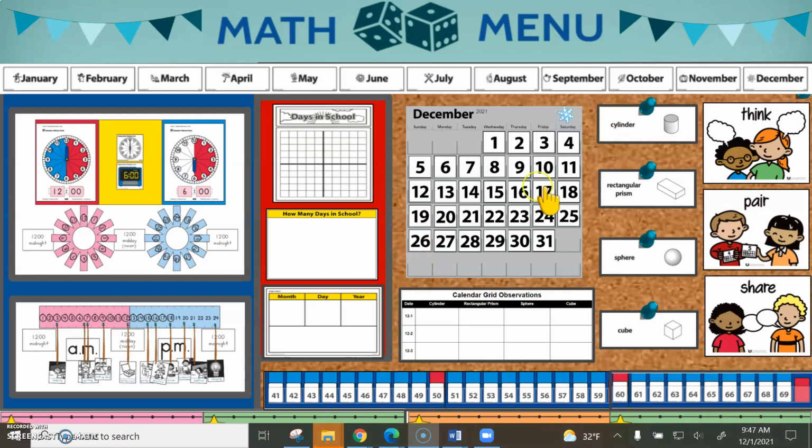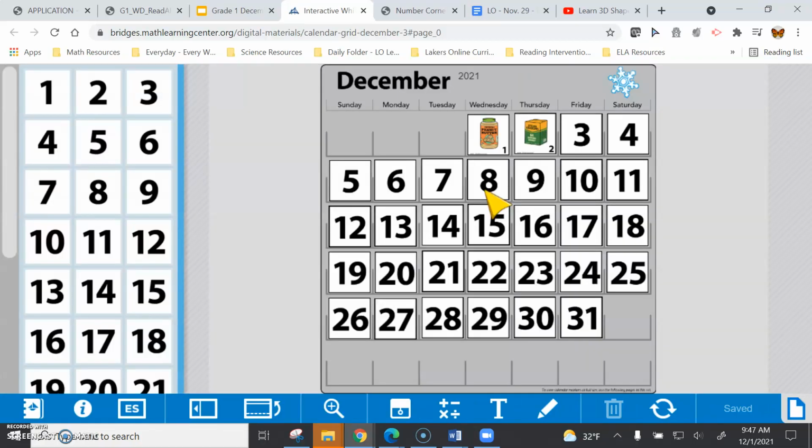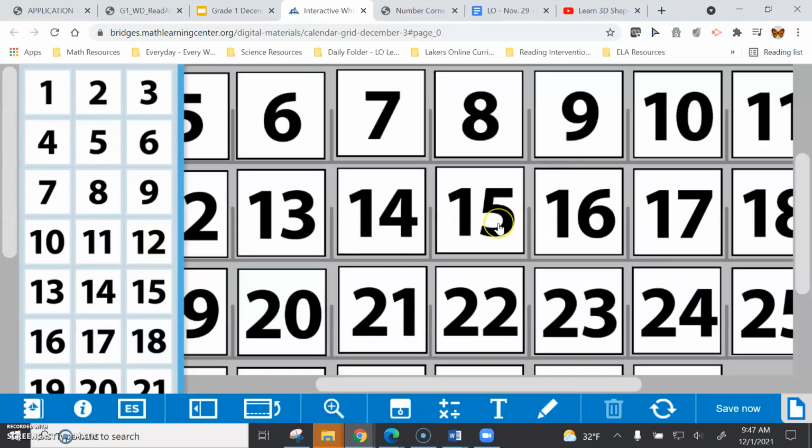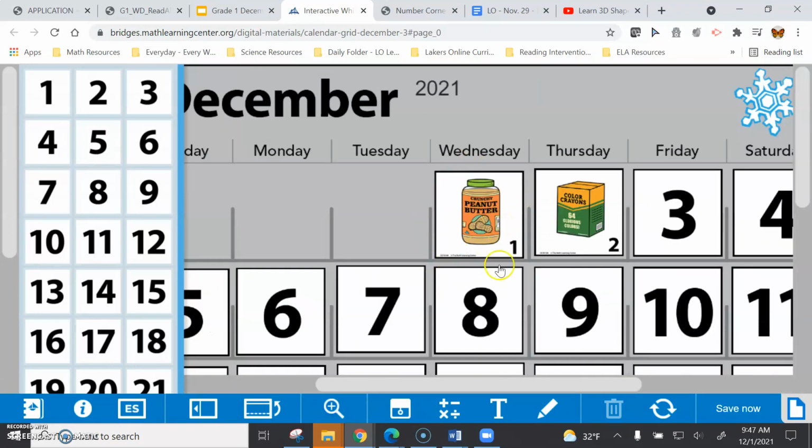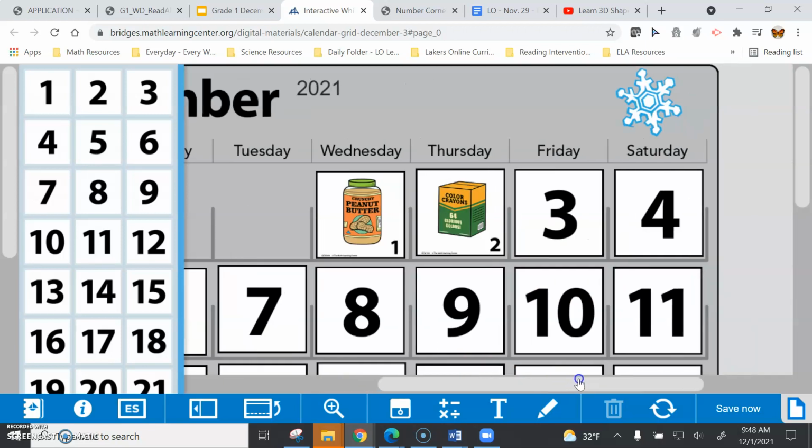Let's look at our calendar for our number corner. Wow, we have been studying our 3D shapes. We had a peanut butter jar, which we said was a cylinder. We had a box of crayons that looked just like a rectangular prism. That's a lot to say. And today we're going to find out what is on our calendar.